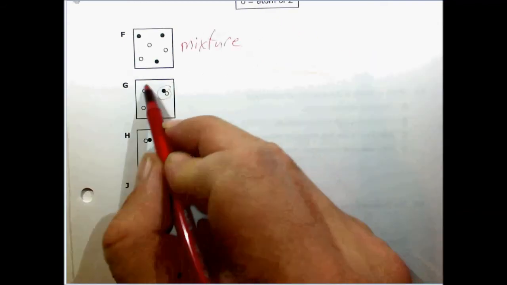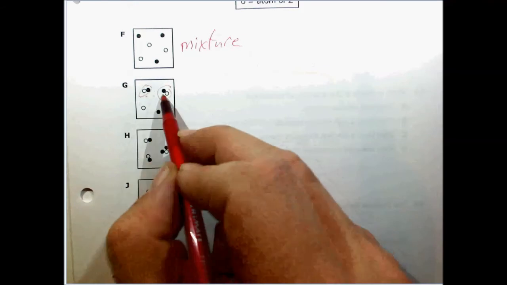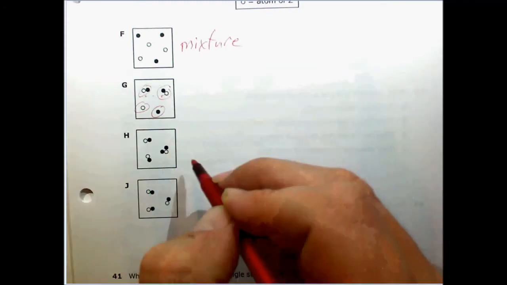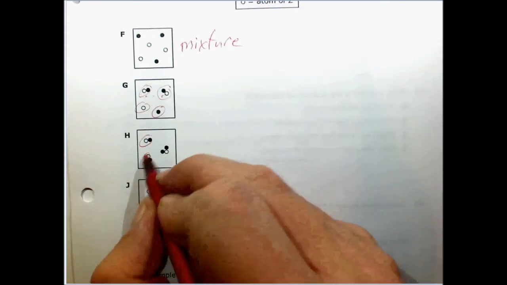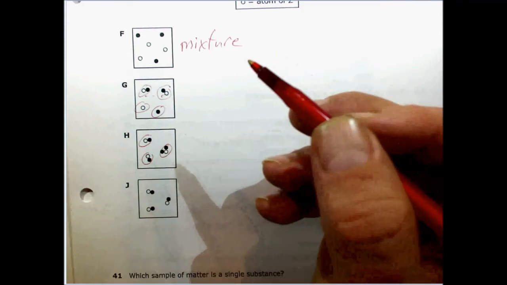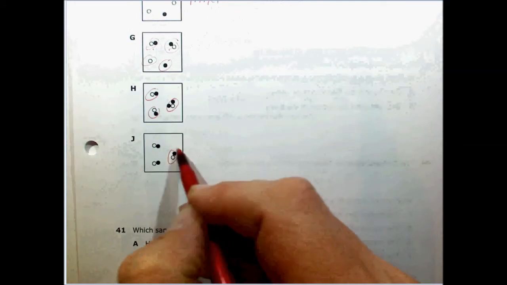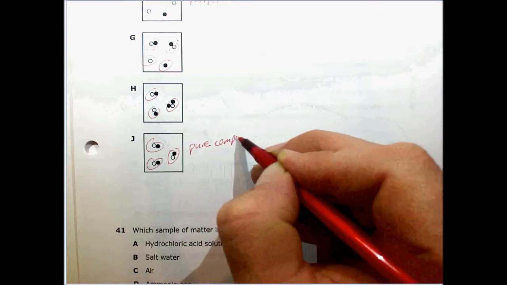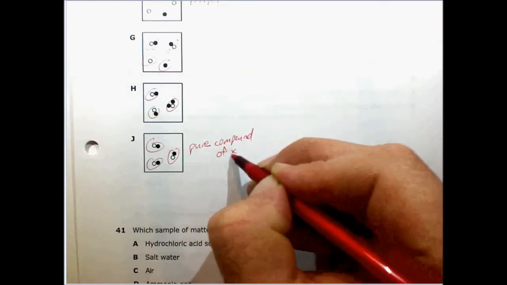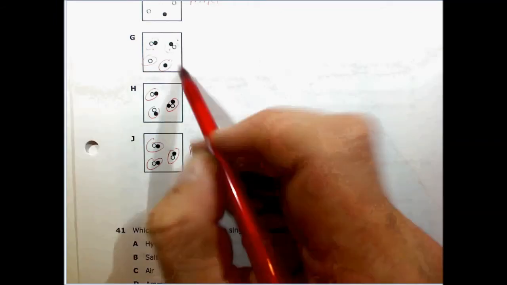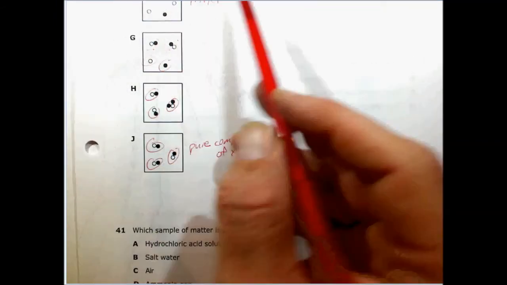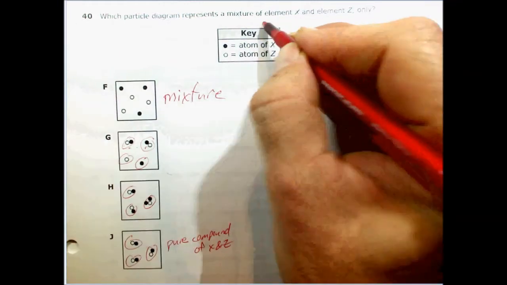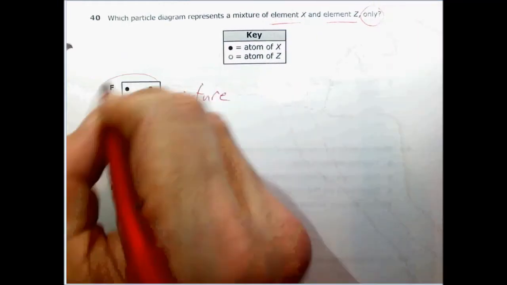In this case, we see a compound of X and Z, and also some free X and Z. In this case, we see several different compounds of X and Z. And in this case, we see a pure compound of X and Z. But only in this case do we see a mixture of just element X and element Z only. So the correct answer is F.